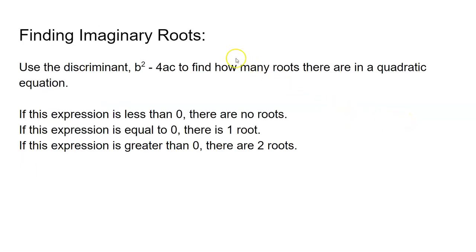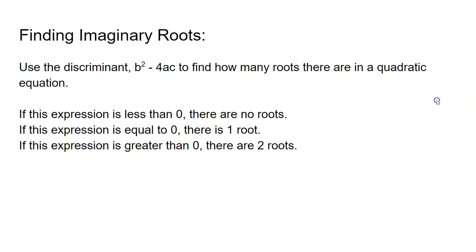Finally, we're going to see how we can find imaginary roots in a quadratic equation. So before I teach you this, I want to teach you how you can find how many roots there are in a quadratic equation. Use the discriminant expression b squared minus 4ac, which is derived from the quadratic formula, to know how many roots there are. So putting in your a, b, and c values, if this discriminant is less than 0, there are no roots, which means that there are imaginary roots that we may need to find. If it's equal to 0, there's one root, usually repeating, and if it's greater than 0, then there's 2 roots.